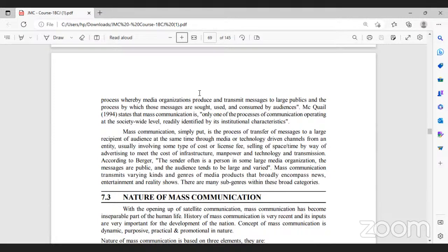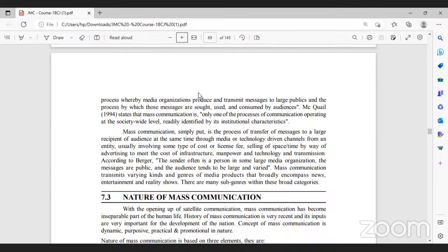If you put the definition of mass communication in simple words, it is the process of transfer of a message to a large number of recipients or audiences at the same time through media or technology-driven channels from a particular entity, which has a cost or license fee, selling of space and time, or the media organization, which also includes the infrastructure, manpower, technology, and transmission, right?